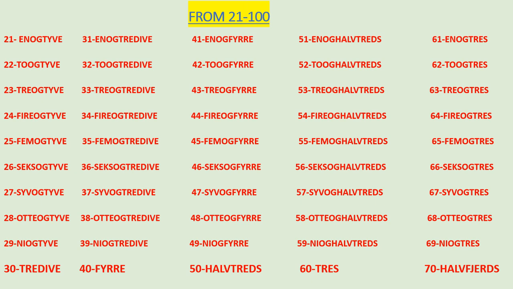Now that you know how to combine numbers with tens, let's count all the way from 21 to 100. Don't worry, it's just the same pattern repeated for each group of tens. I will guide you through it. Let's start. 21, 22, 23, 24, 25, 26, 27, 28, 29, 30.